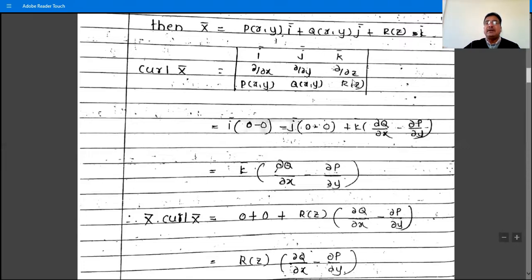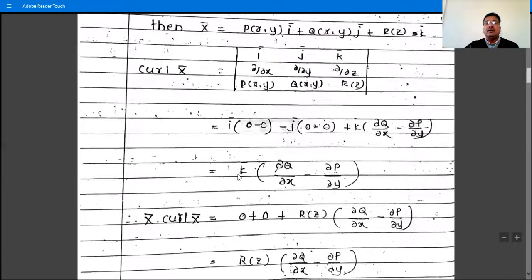Minus j divided by x of rz is again 0, and divided by z of pxy is again 0, and then plus k ∂/∂x of this. What is it? Either it is ∂q/∂x, and this is ∂p/∂y, because p and q are the functions of x and y. Then what do we have?